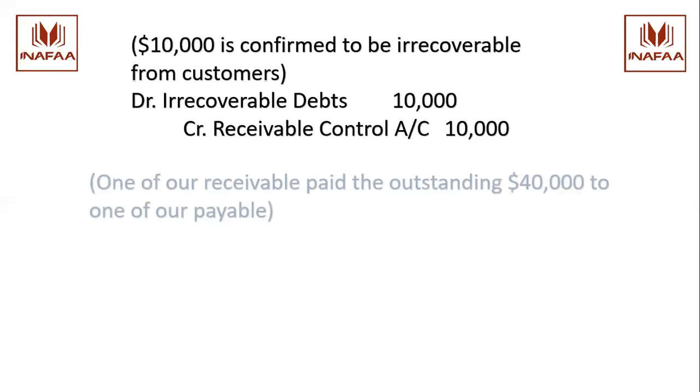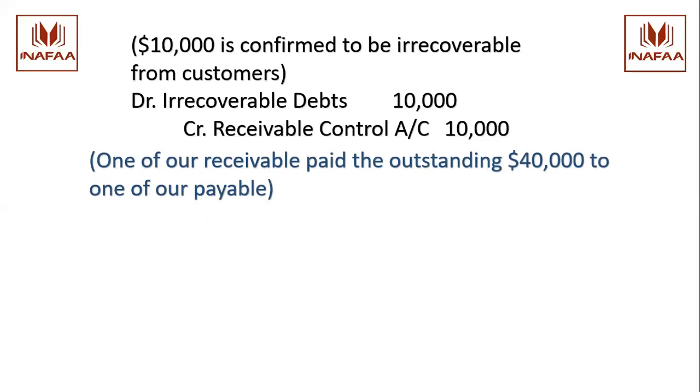So the next entry is one of our receivables. This might happen. One of our receivables paid the outstanding $40,000 to one of our payables. It means I had to pay $40,000 to Mr. X, and Mr. A was liable to pay B. So what I will say to Mr. A, please pay directly to Mr. X instead of paying B. So what will happen? One of my payables will be reduced.